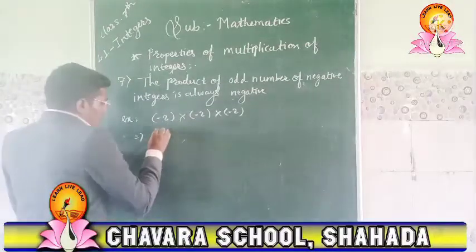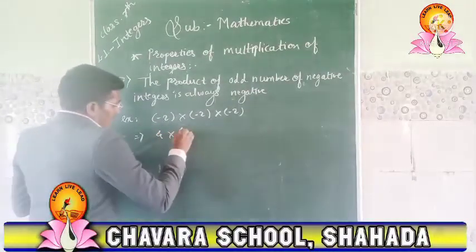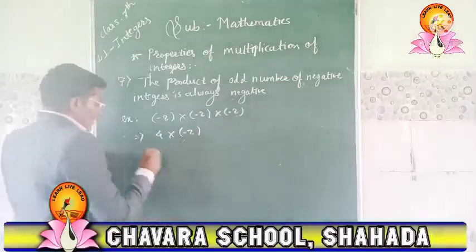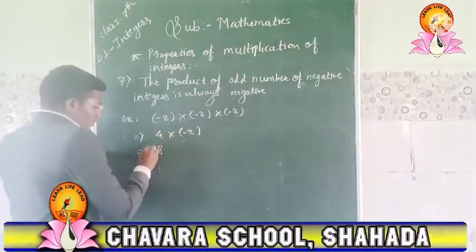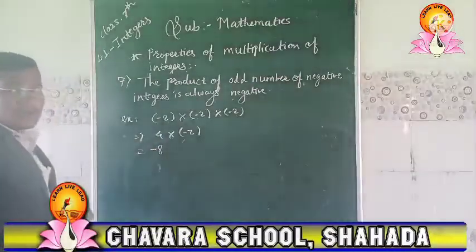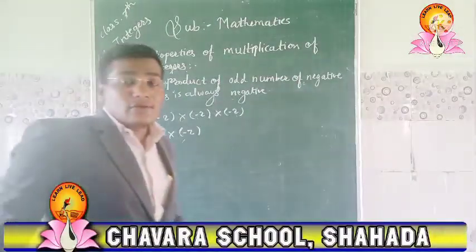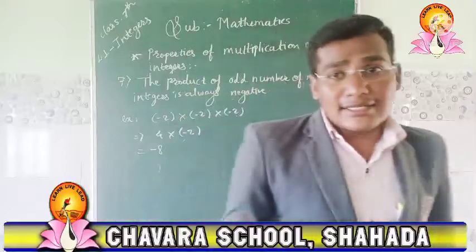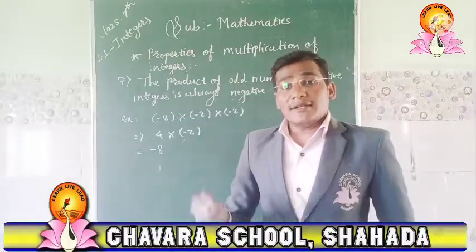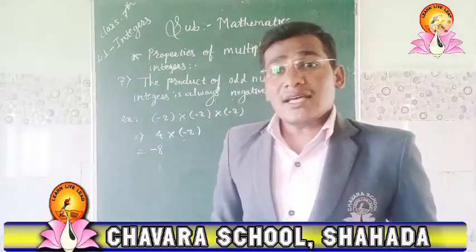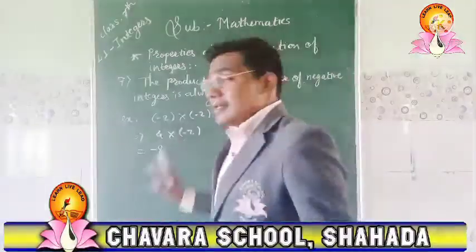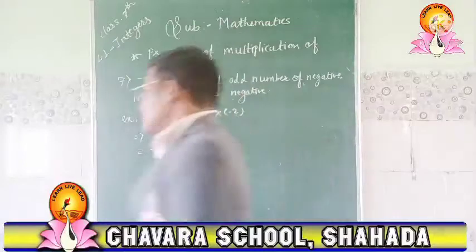Then the answer we get is negative, as you can see. -2 multiplied by -2 is 4. Multiplied by -2: 4 2s are 8, we know, but this is negative and this is positive, so we got -8. It means that whenever negative integers are multiplied an odd number of times, the answer we are getting is always negative.